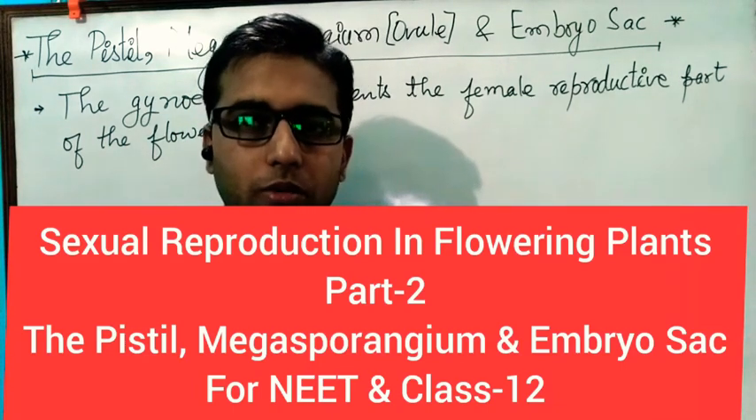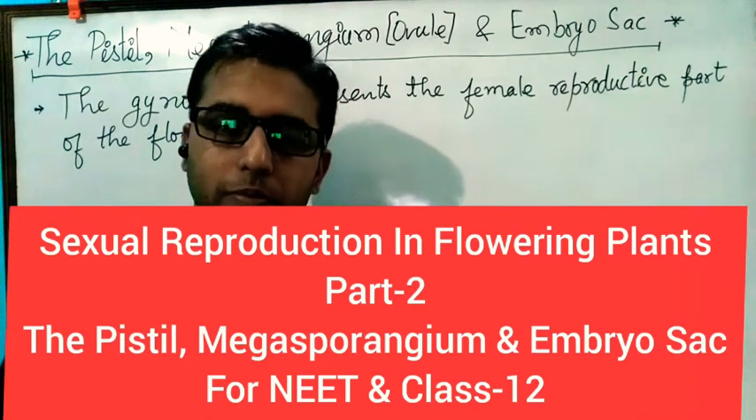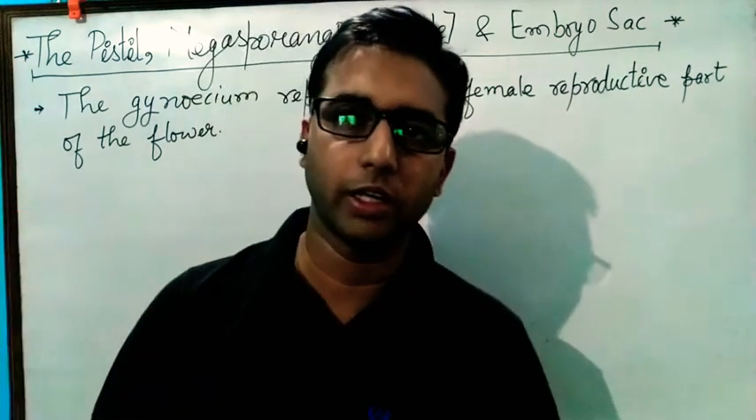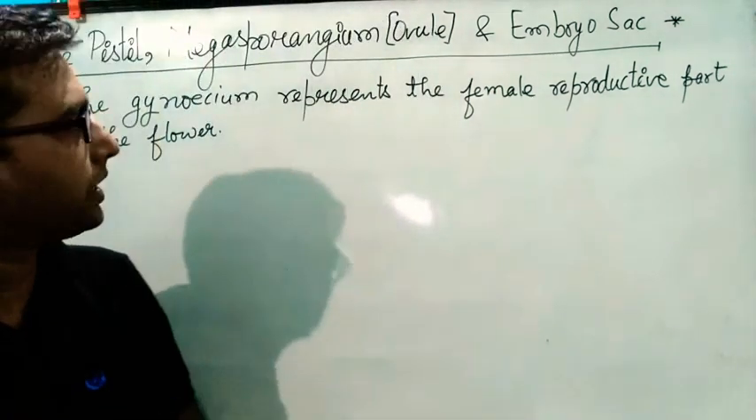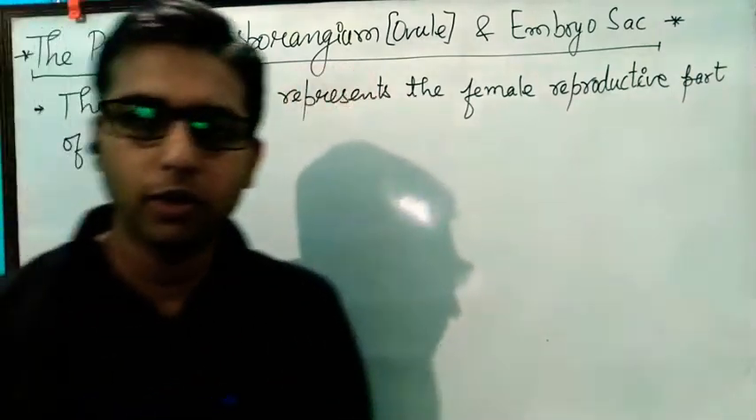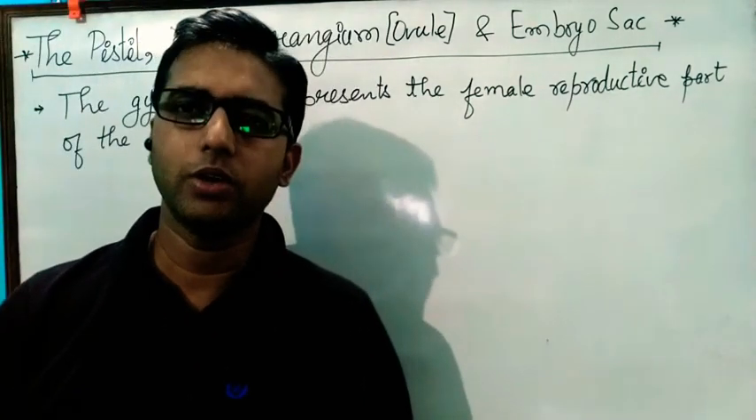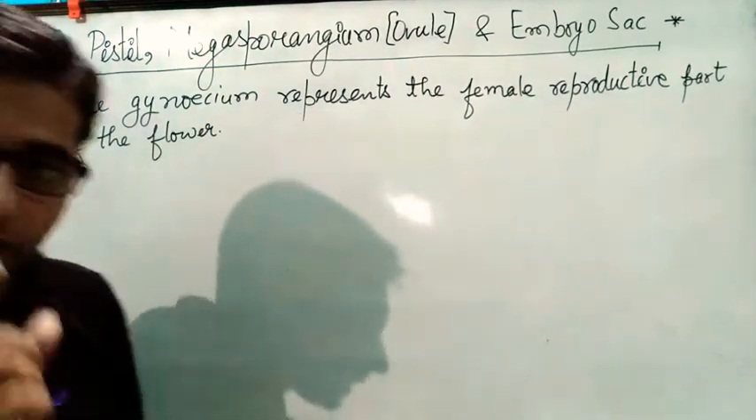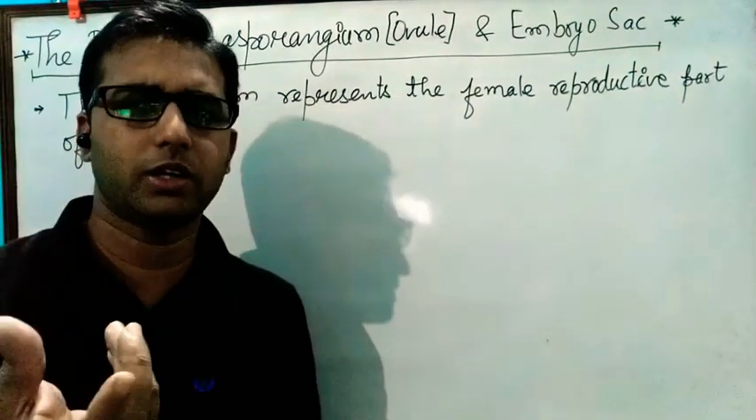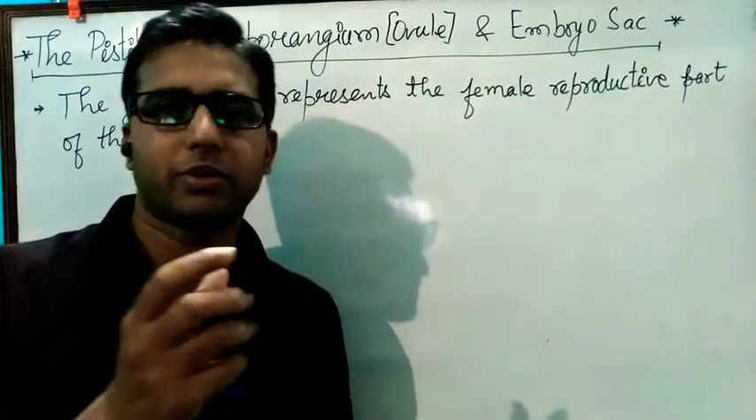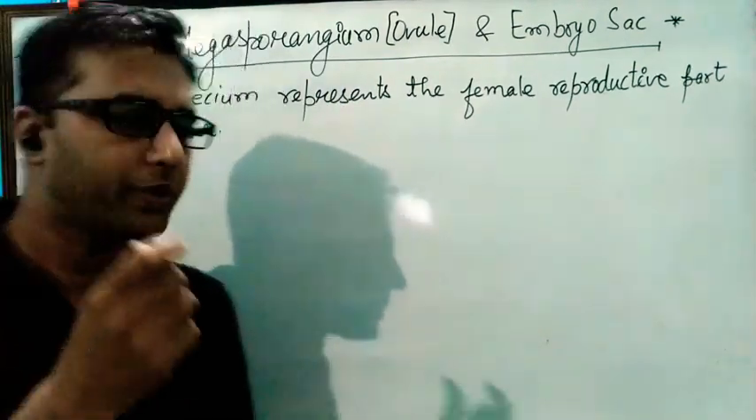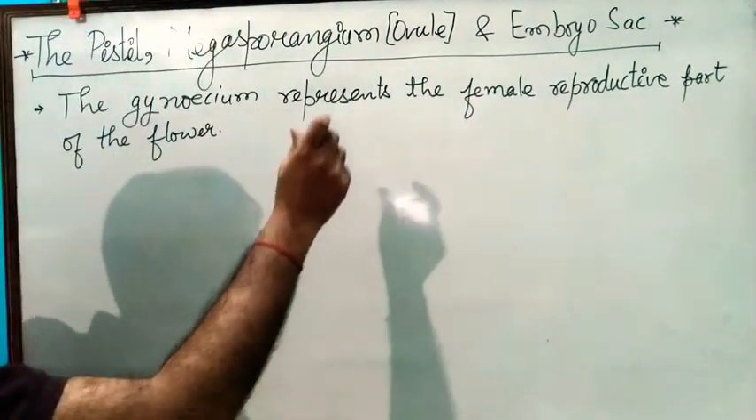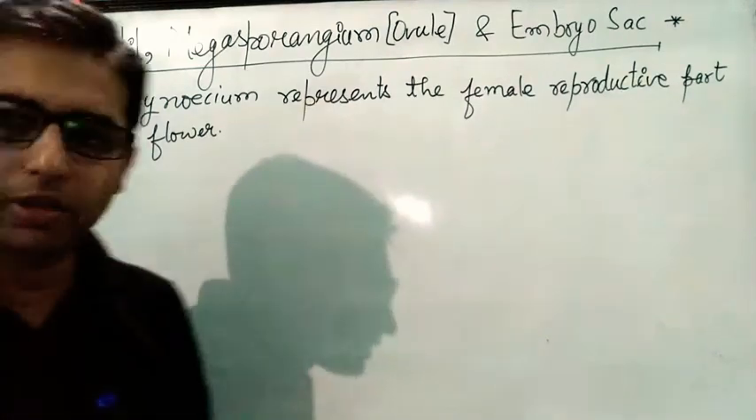We are discussing sexual reproduction in flowering plants, and the topic for the day is the pistil, megasporangium, that is ovule, and female gametophyte, that is embryo sac. Now, the gynoecium. The word gyn itself represents the lady. The gynoecium represents the female reproductive part of the flower.